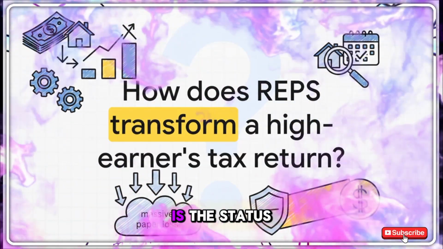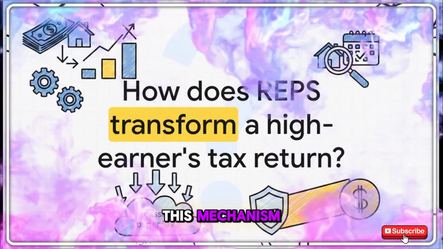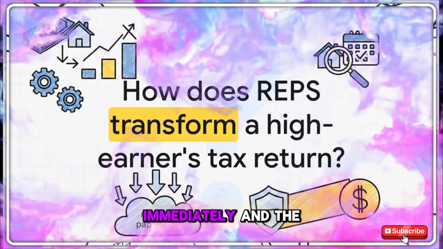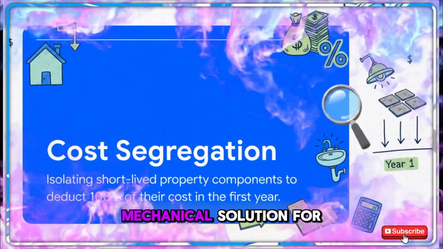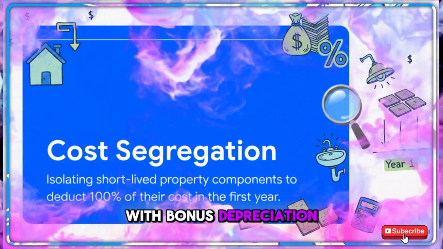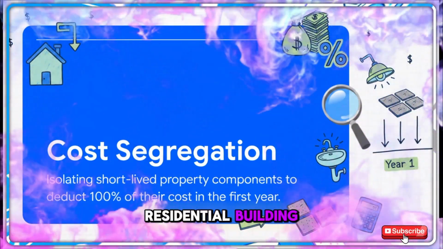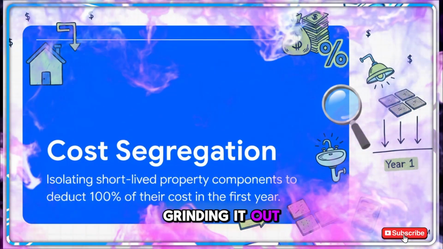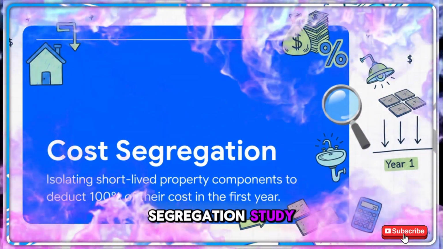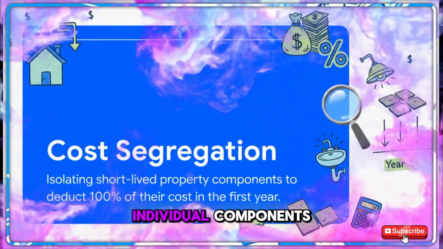Well, the truth is, the status alone just isn't enough. To truly weaponize this mechanism, we need a cause and effect method to generate a massive paper loss immediately. And the mechanical solution for that is cost segregation combined with bonus depreciation. Normally, the IRS makes you depreciate a residential building super slowly, just grinding it out over 27.5 years. But a cost segregation study surgically breaks a property down into its granular individual components.